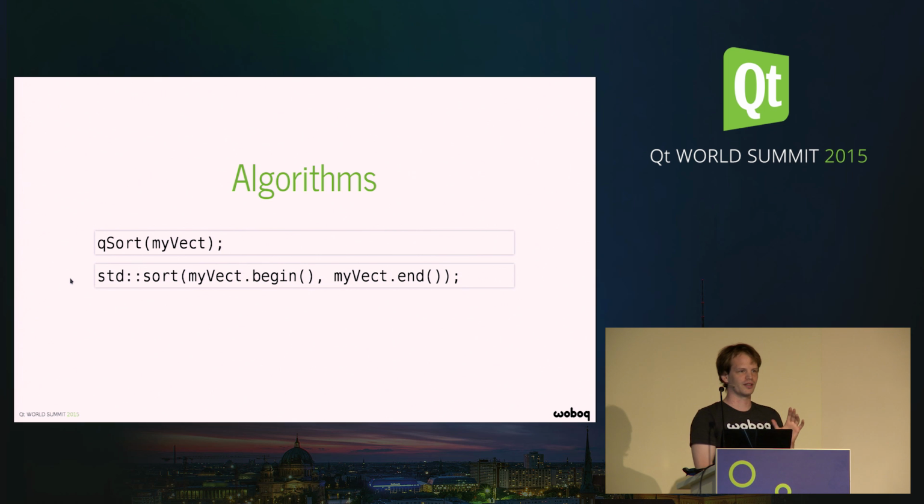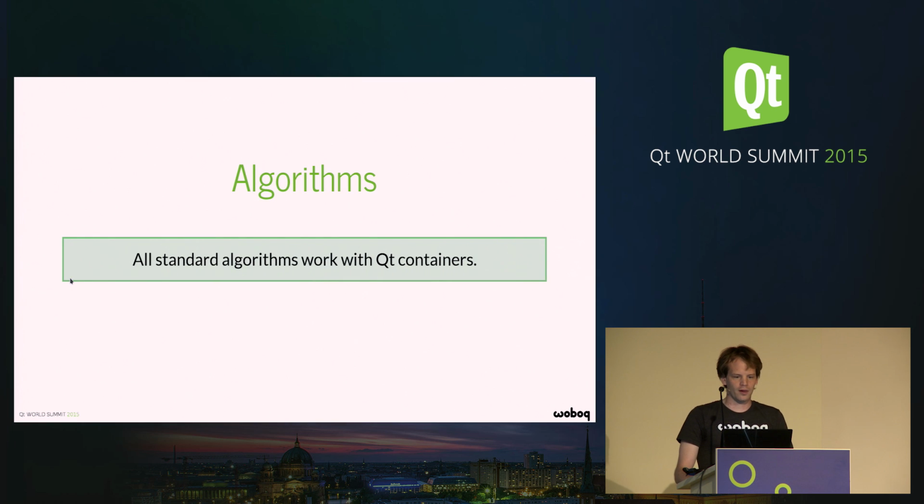So begin is an iterator, a sort of pointer to the first element of the collection, and end is an iterator to the element after the last one. But the main point is that all the standard algorithms work perfectly fine with Qt containers.